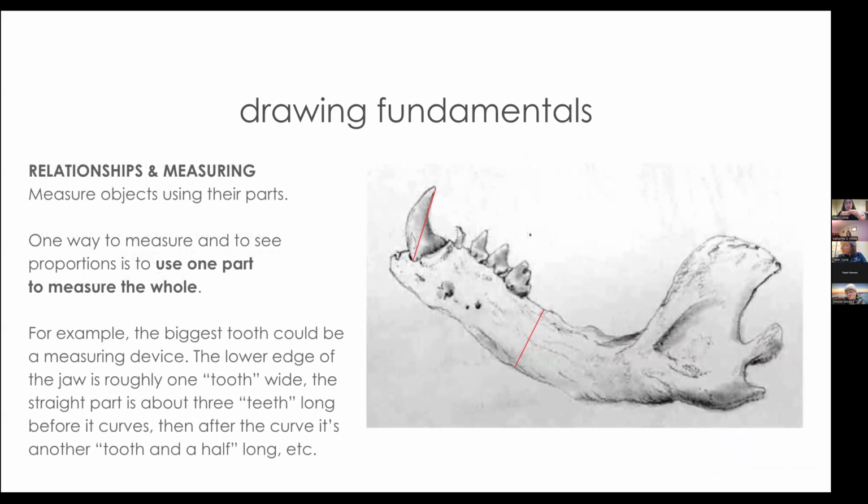One is using a part of something to measure the whole. If you've got a leaf with some flower petals, use one flower petal to say, okay, that leaf is three flower petals wide, or use the petiole and say this area between the stem and the base of the leaf is also equal to the area from this midvein outward, and look at ways that you can compare a part to the whole as a way of putting the measurements together.